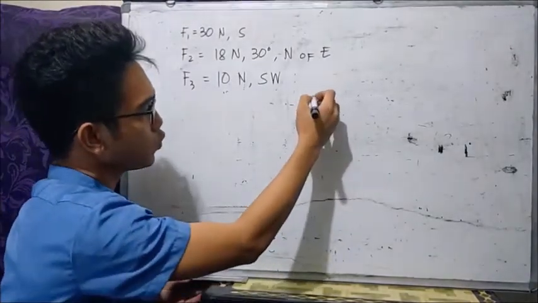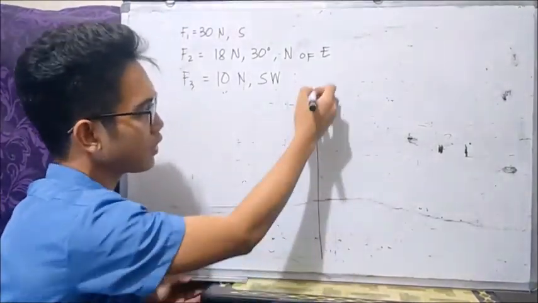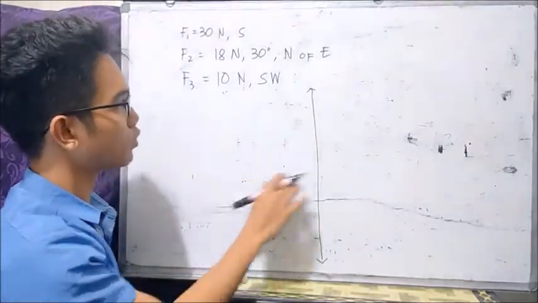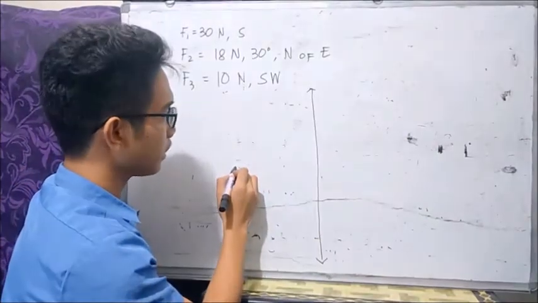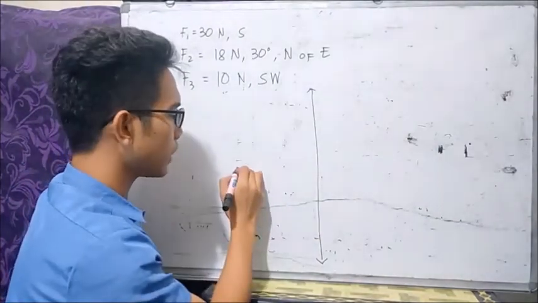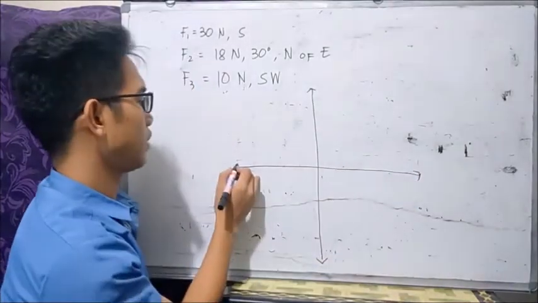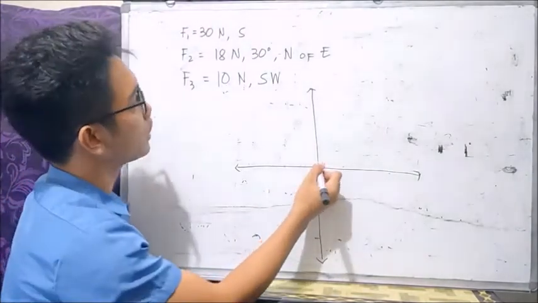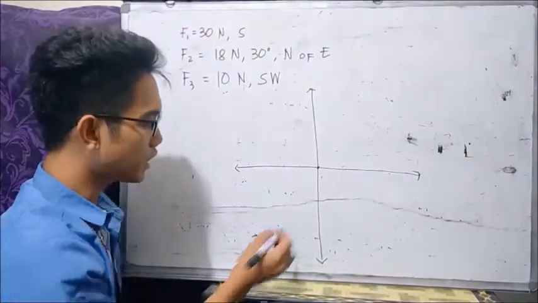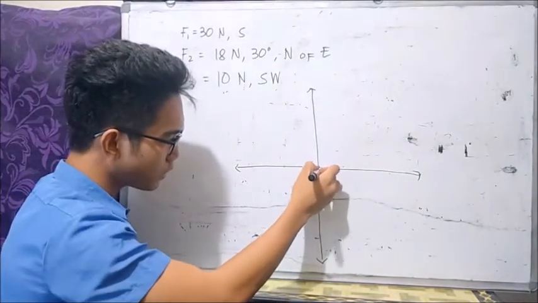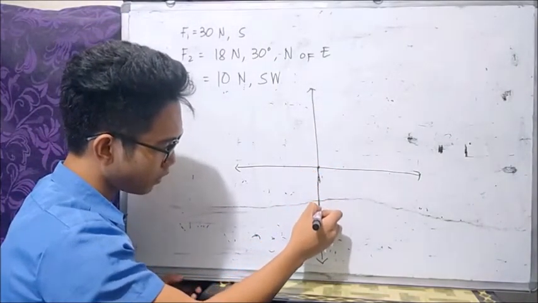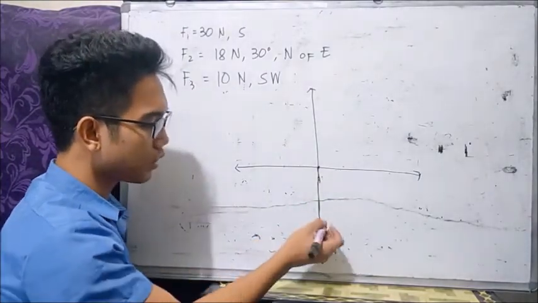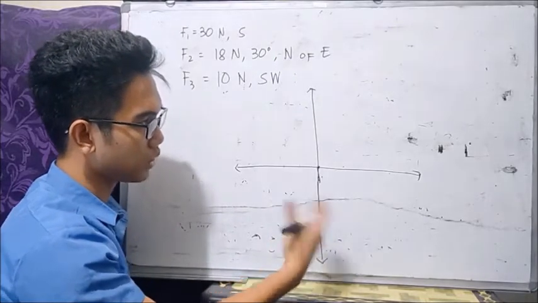Okay, so we have to draw your Cartesian plane using your graphic paper. Use rulers and protractors to measure your angles, and use the ruler to measure your magnitude. Now, first, we have our first vector that is 30 Newton south. It means that we are going to move 30 Newton, whatever measuring tool, measuring unit you are going to use.